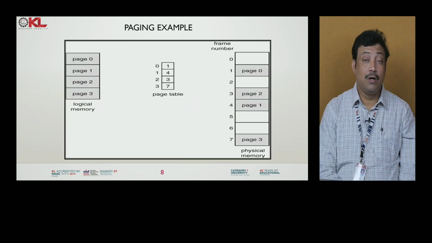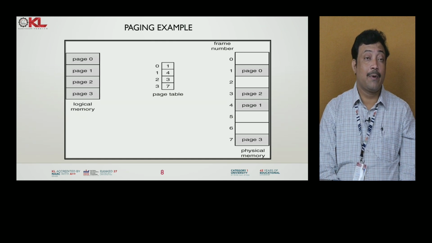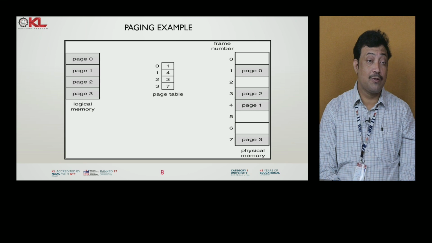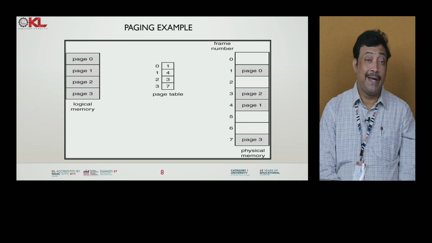So this is a small example of paging. See the left side diagram: the logical memory has a number of pages. The user program is divided into equal sized blocks, that is page 0, page 1, page 2, page 3. In total, the user program has 4 pages, indexed 0 to 3. Similarly, the page table has two fields. The first one is the page number, the second one is the frame number.